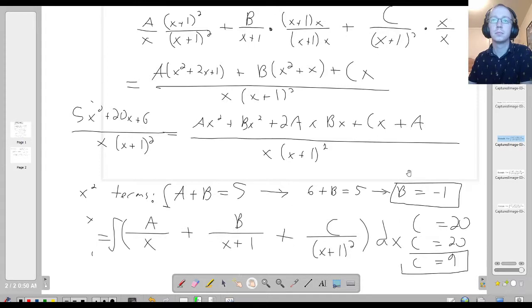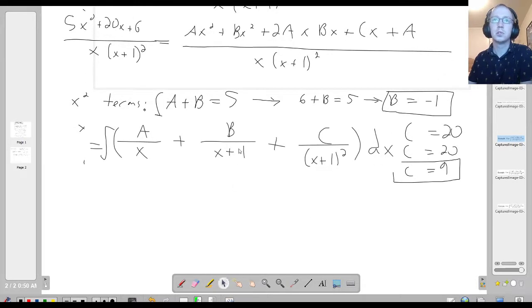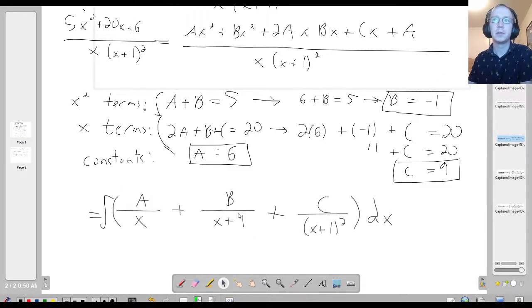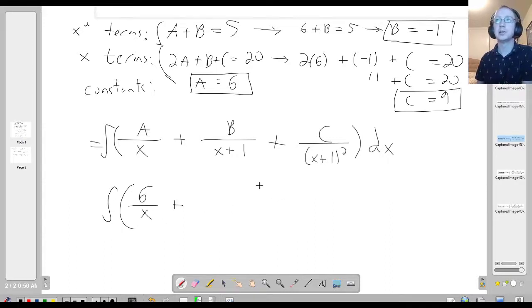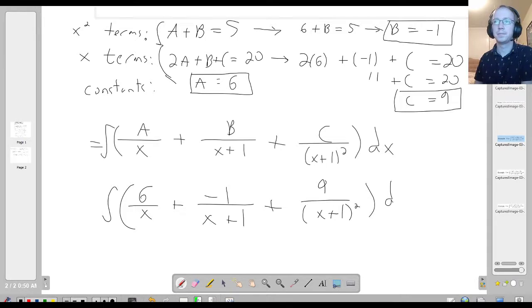Just so we can see what we're doing here. Okay, now that we know a, b, and c, let's fill those in. So this is going to become the integral of 6 over x plus negative 1 over x plus 1 plus 9 over x plus 1 squared.